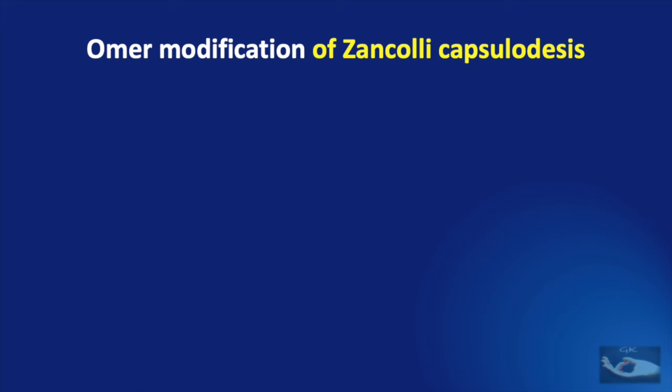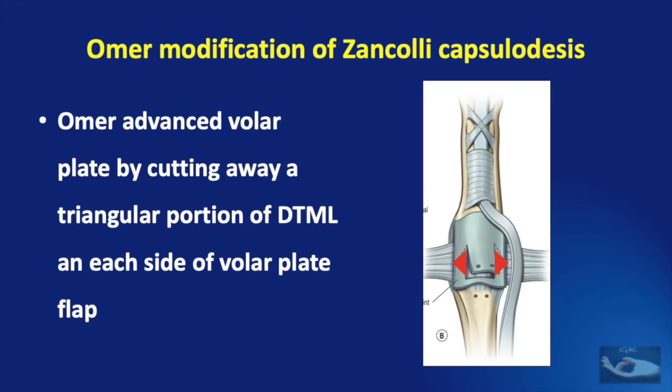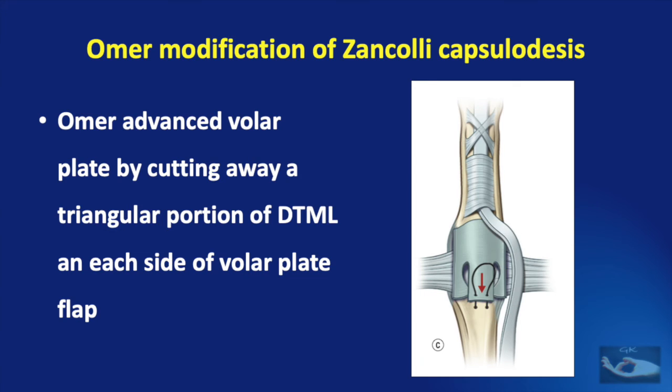joints free. The ulnar modification of the Zancoli capsulodesis incorporates a small modification. The same advancement of the volar plate was done, but here a triangular portion of the deep transverse metacarpal ligament was excised on either side to allow for easier advancement. This modification also incorporated a 1.5 cm excision of the palmar skin and fascia, followed by immobilization for 6 weeks.